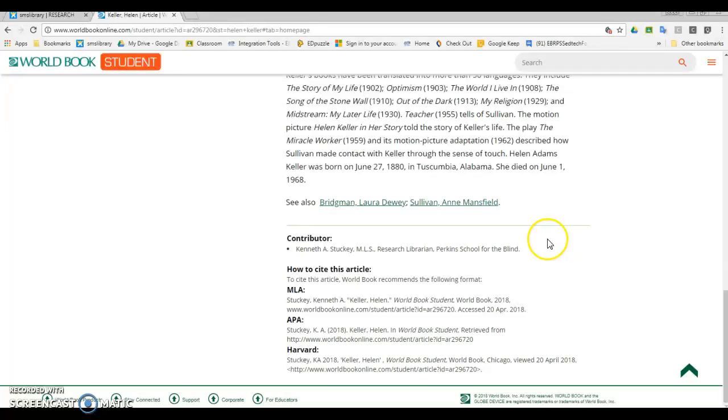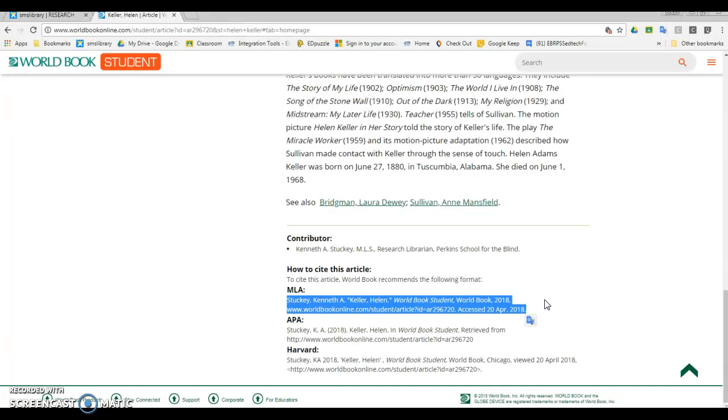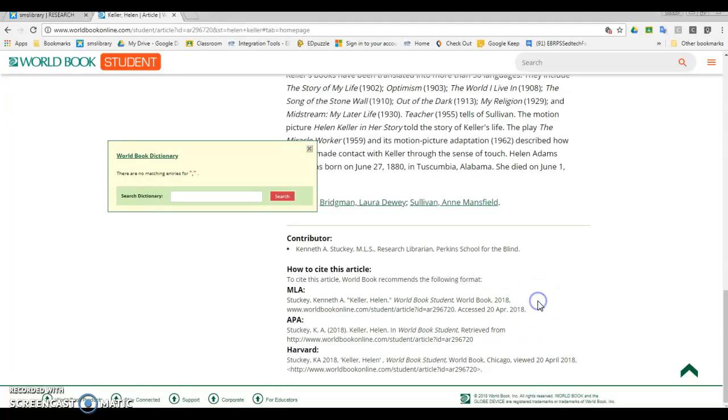Okay, after that you can go through, look at your research questions, pull out what other information you need, and then you're going to want to do two things. You're going to want to get this MLA citation. You're going to want to write it down or copy and paste it. Make sure you have it so you don't have to come back and find it later.